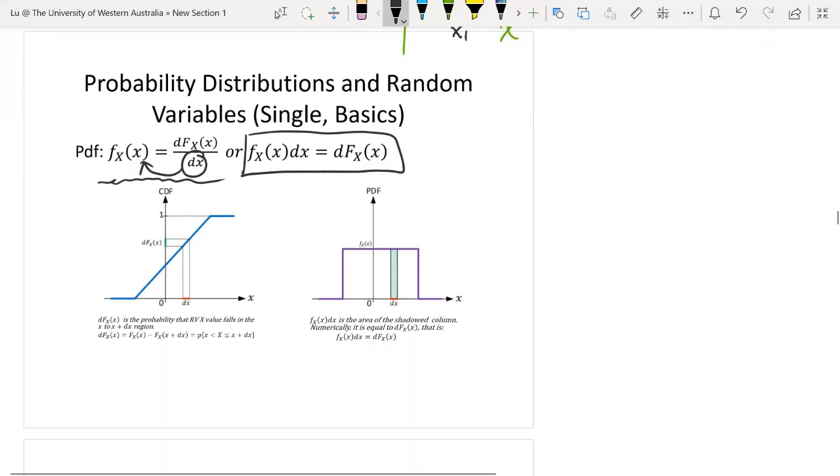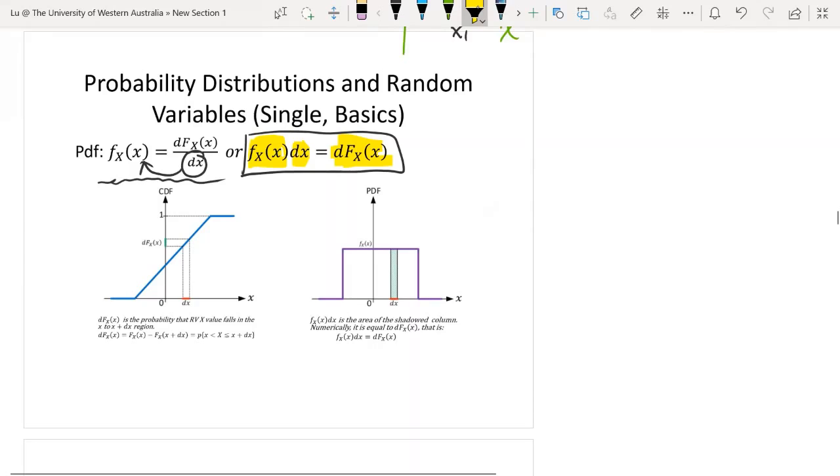On the right-hand side of this new equation, we got a term dFx. This means a small change of the CDF value. On the left-hand side, we got a product between the PDF function with a small dx change. Now let's just graphically see these two components.